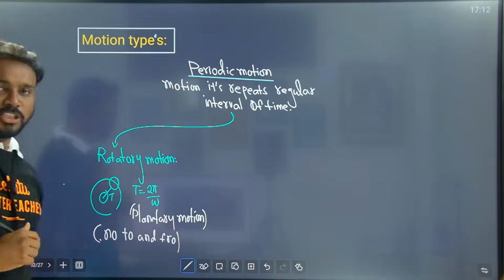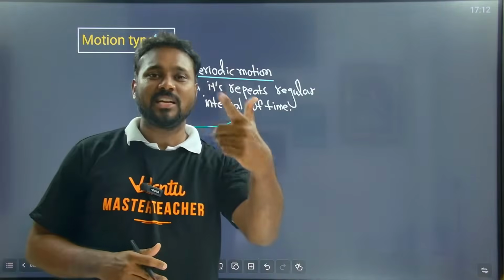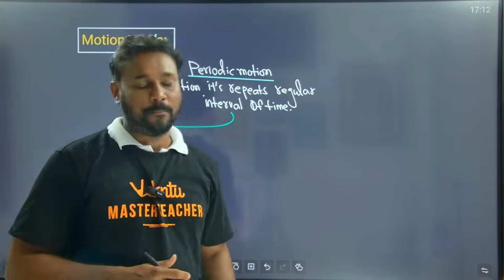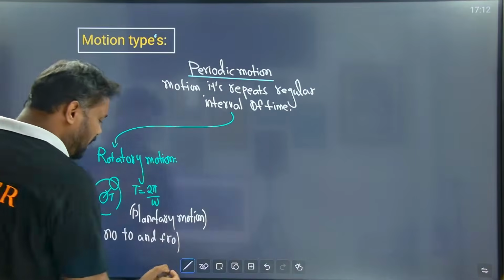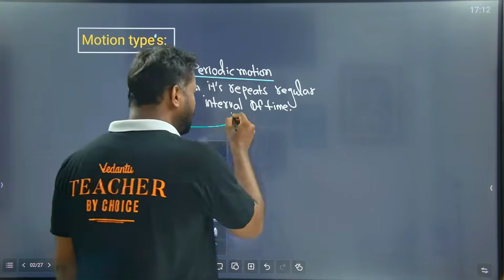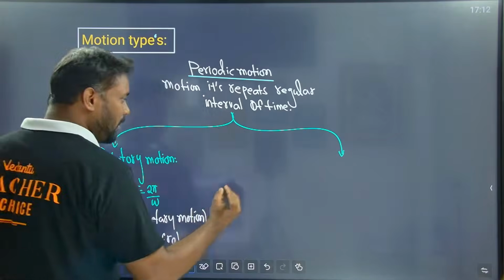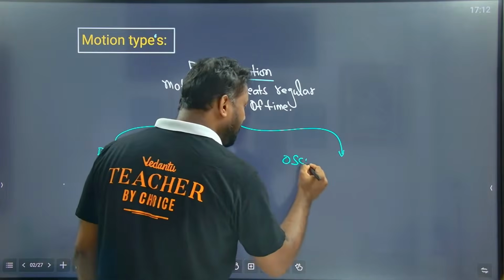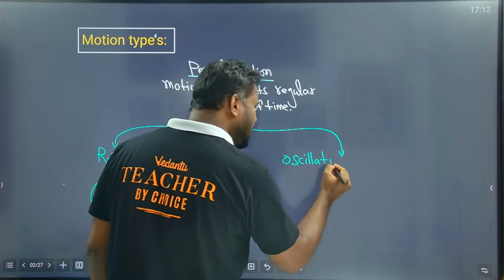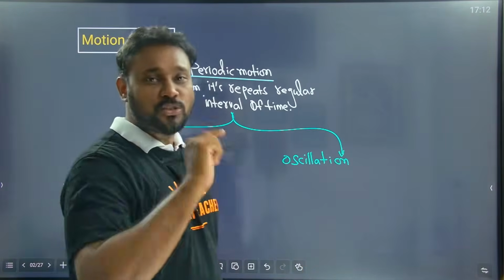This is a rotatory motion. Rotatory motion is a periodic motion. After a certain interval of time it will come back to the same point. Now suppose I take another one, oscillatory motion. If I take this, it is oscillatory motion, oscillation. This is very important. Oscillation is also a periodic motion. Oscillatory motion is also periodic motion.